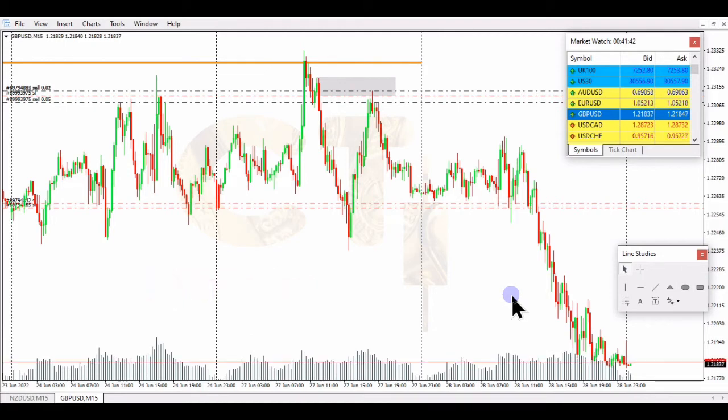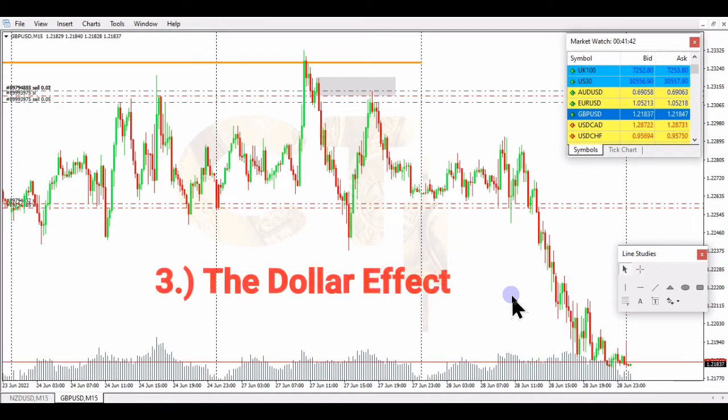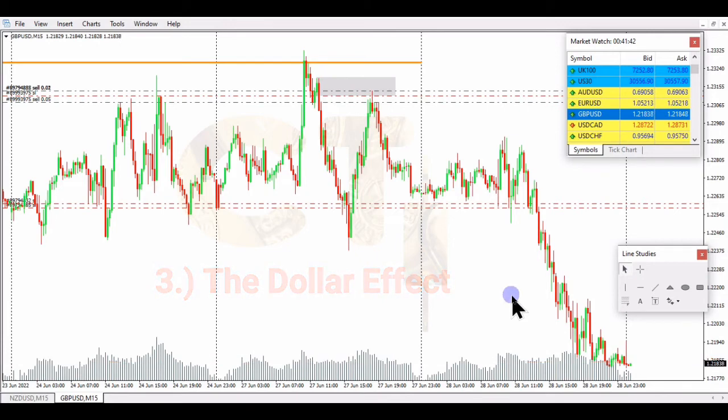And then you have the dollar effect. The dollar is the benchmark currency for the world, and it is the number one reserve currency. So it plays a very big role when it comes to international trade and all of that stuff. So the dollar is a very big guy in the market. When the dollar is affected, all other currencies are going to be affected as well. Whatever happens to the dollar, you will see other currencies reacting to that also.